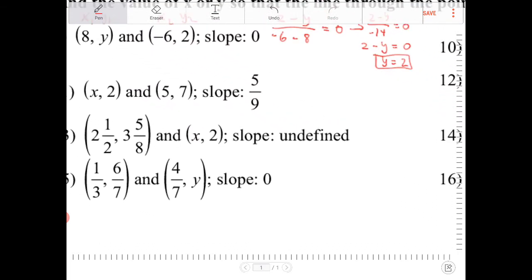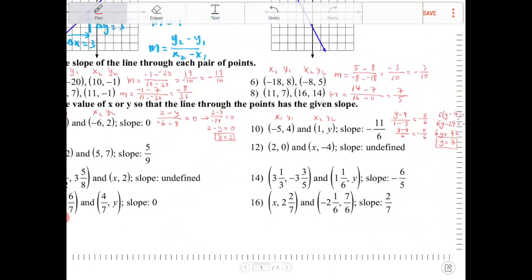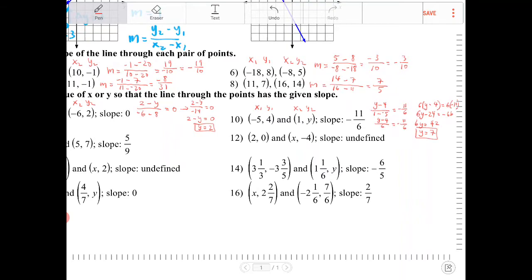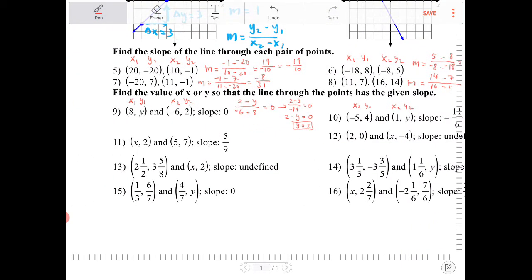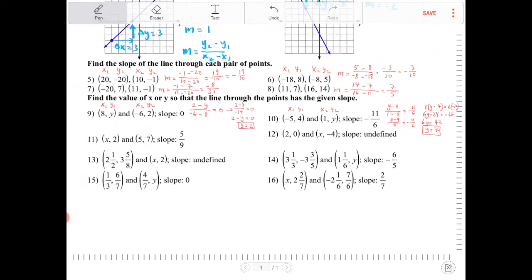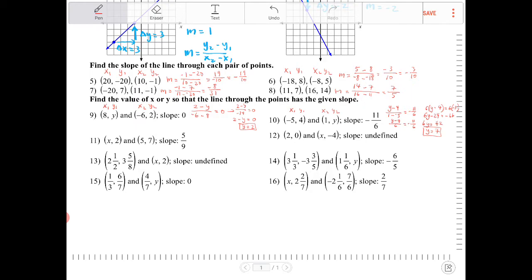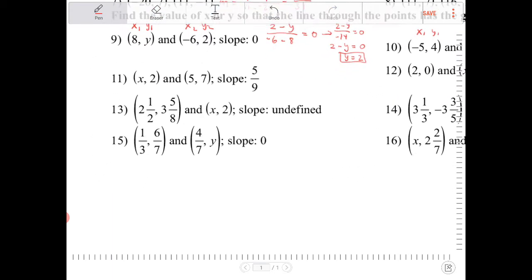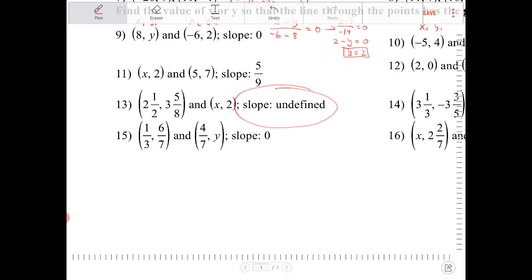And then moving on. I'm not going to do every single one of these just because it gets very repetitive, okay? Just like when I assign questions to you guys, I tell you to do only the odd questions, because I recognize that some of these do get rather repetitive. So I'm going to skip ahead and do question 13 because this is the one question that I did not get to, which is an undefined slope.